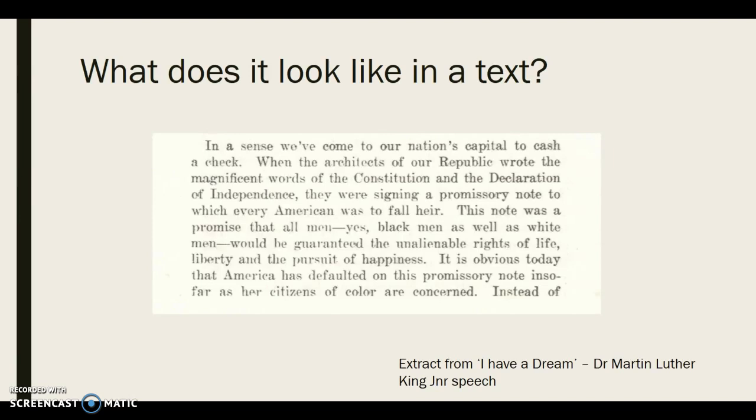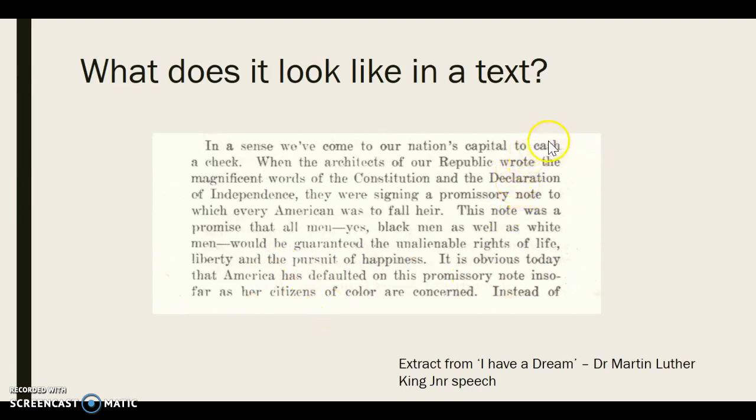It is obvious today that America has defaulted. Defaulted is, again, a monetary word. To default on a loan is to not pay the loan. So it's obvious today that America has defaulted on this promissory note, and there it is again, promissory note, so again, part of that lexical chain, insofar as her citizens of colour are concerned.